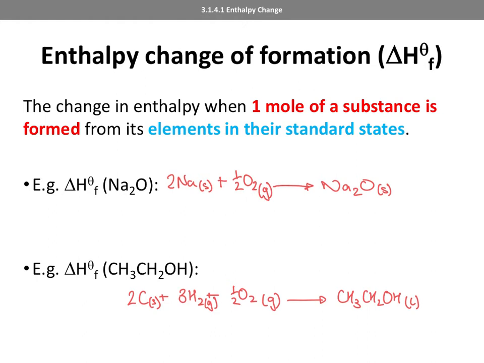Then the left-hand side has to be the elements that make up that substance, and those elements have to be in their standard states. So you've got to appreciate what the formula of that element would be, and what state it would be in under standard conditions, or at room temperature and pressure. And then finally, the last thing you do is you balance so that you have the same number of each type of element on both sides.